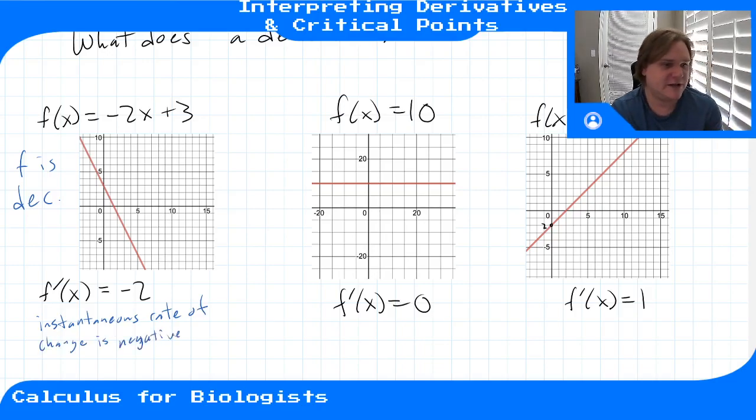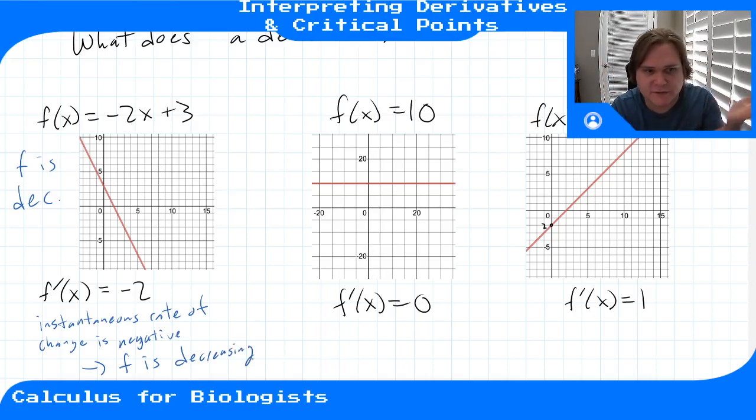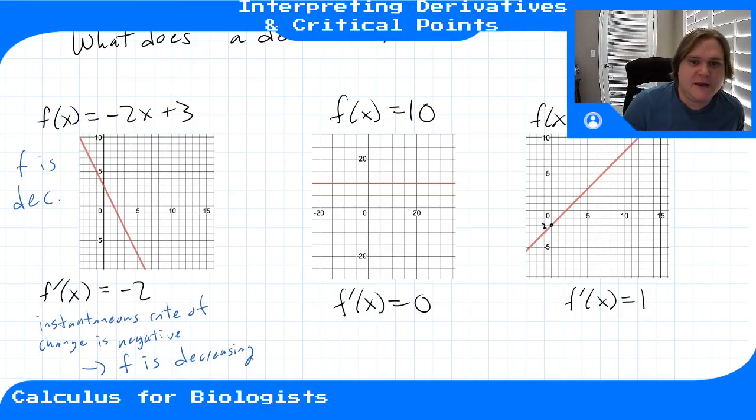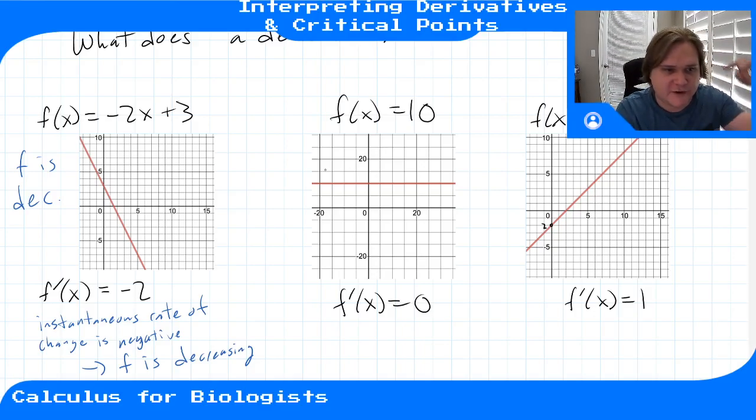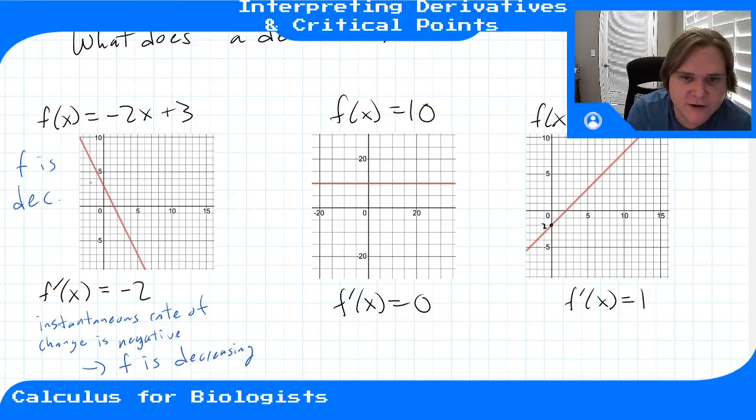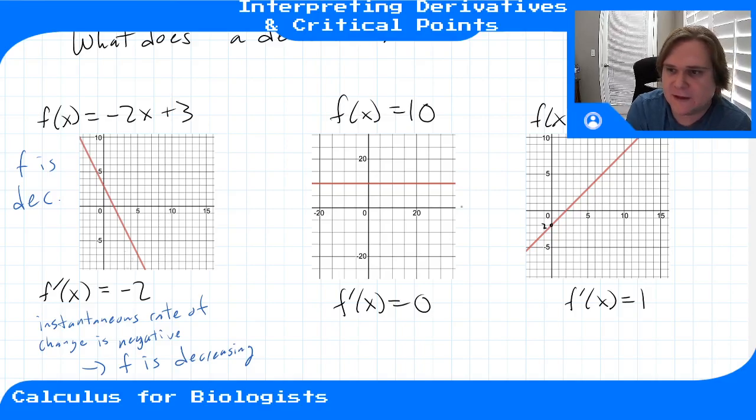But if the instantaneous rate of change is negative, then that also means your function is decreasing. If you look over some interval of your x's and over the interval you are decreasing, and then you make the interval really small so that you're just looking at the instant in x, just at that x value your function is decreasing, because the slope of the tangent line there is negative, and you're going down at that point.